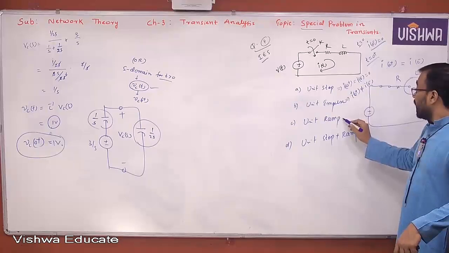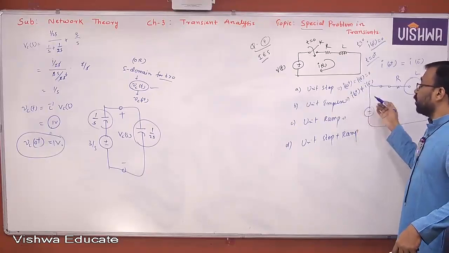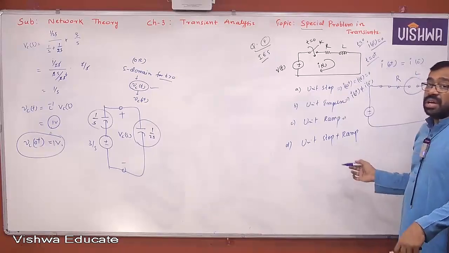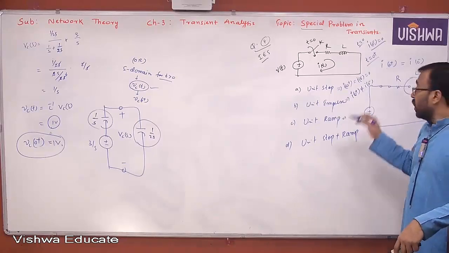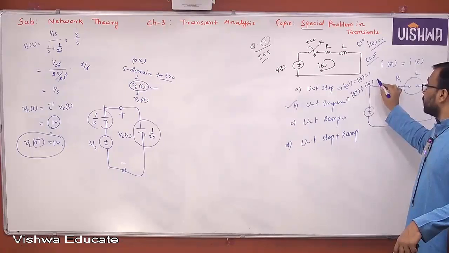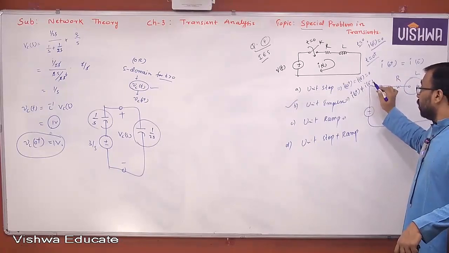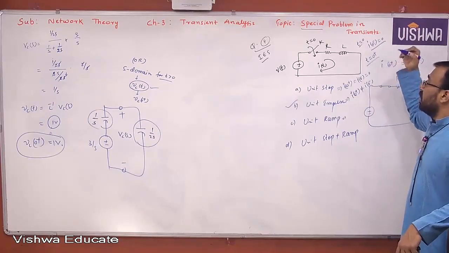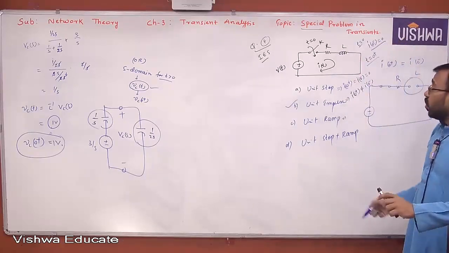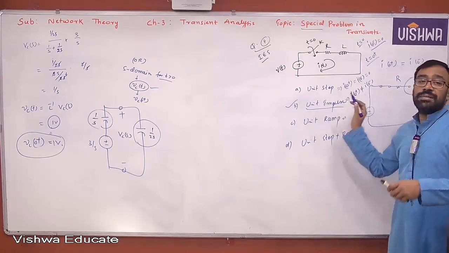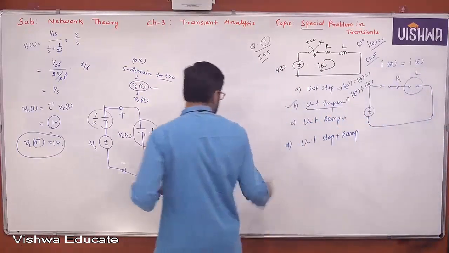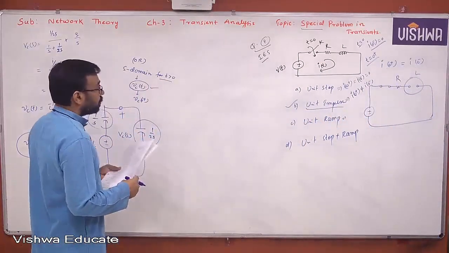Now, when unit ramp is given, definitely I of 0 plus is equal to I of 0 minus. When unit step plus ramp is also given, I of 0 plus is equal to I of 0 minus. Only in one case, I of 0 plus is not equal to I of 0 minus. That means the current is not 0. It is a non-zero value, which is definitely greater than the 0 value. That means maximum current flows only when unit impulse is given. I think you understand the point. So, very interesting question that is.